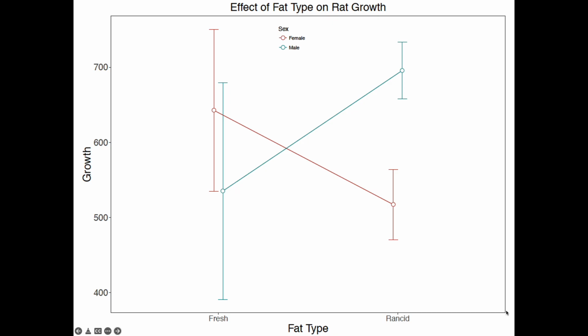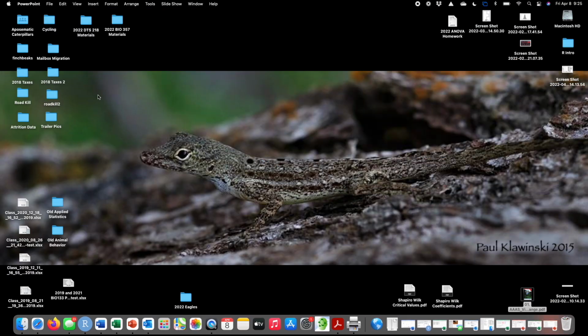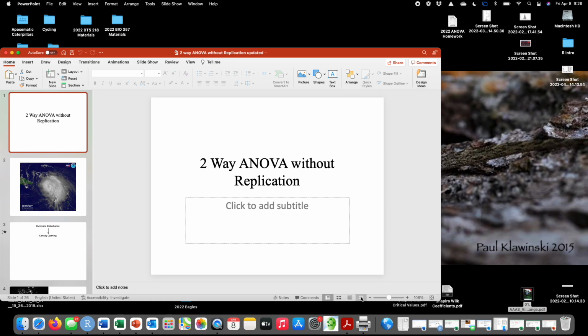Questions about a two-way ANOVA with replication? All right, then let's talk about situations where you don't have replication. So in today's materials on the Moodle site, there is a PowerPoint for two-way ANOVA without replication. Here at the beginning, I'm going to tell you a story, and it illustrates kind of what I'm talking about.